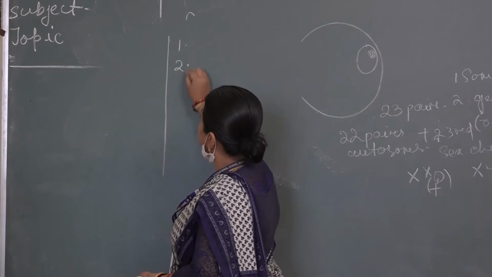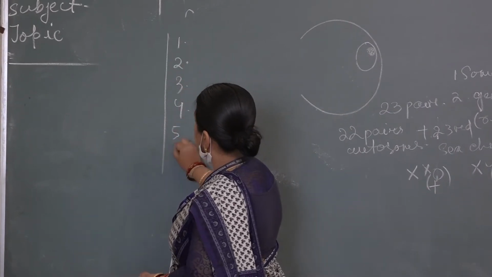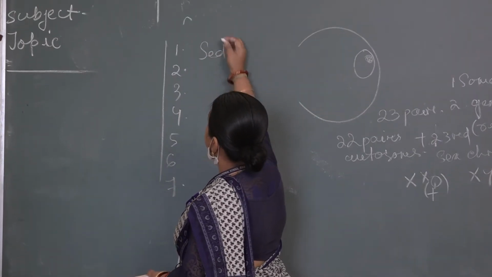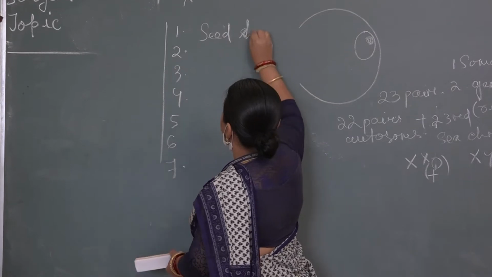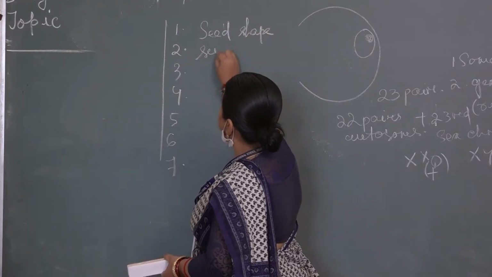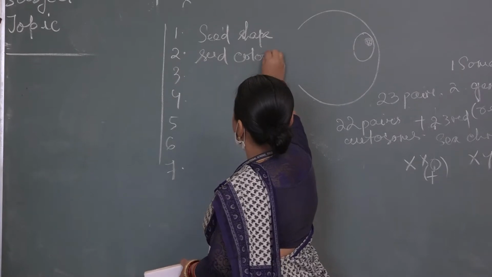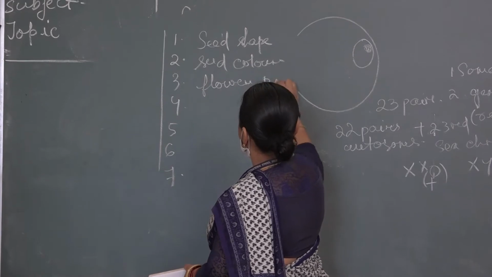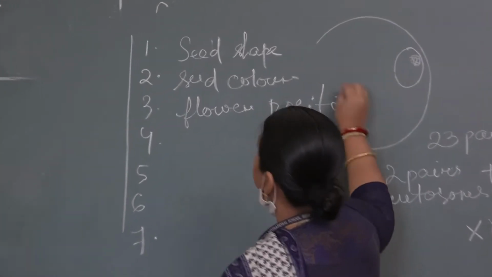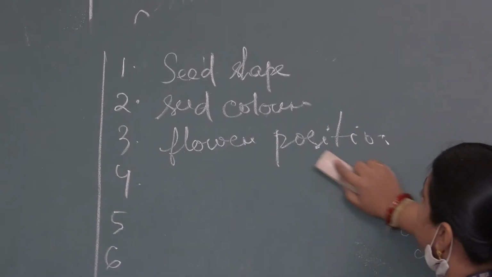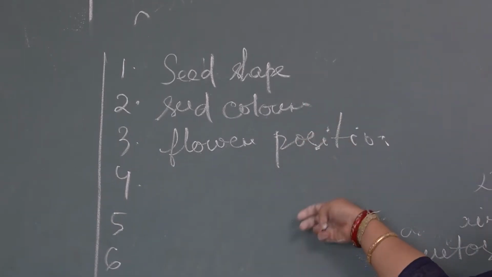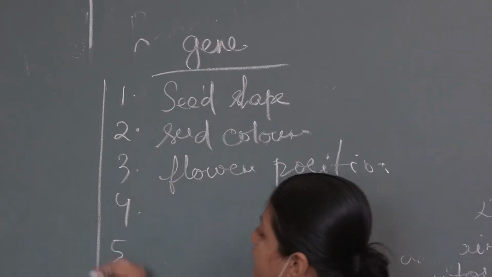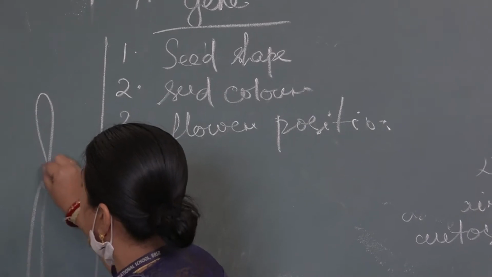Seven contrasting characters. One is your seed shape, another is your seed color, another is flower position. So what are seed shape, seed color, and flower position? These are all known as genes, which are present on the chromosome.